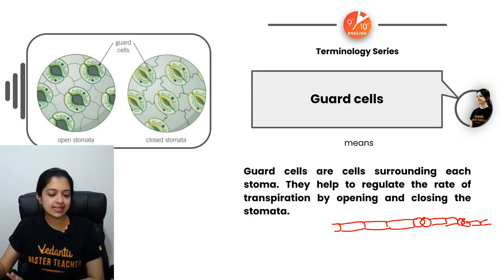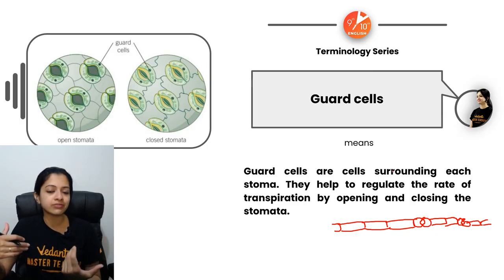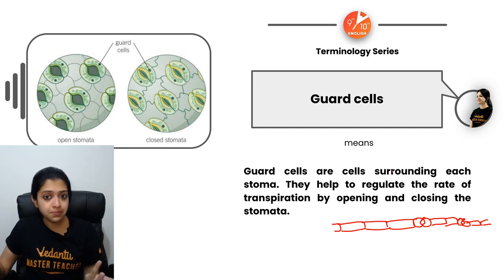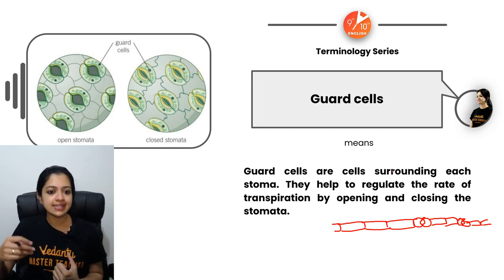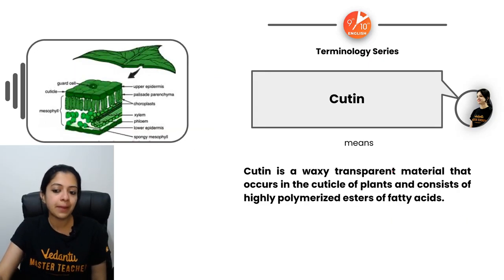These bean-shaped cells play a major role because they control the opening and closing of stomata, for the breathing of the plant, which means for respiration, for transpiration, and all of these. Guard cells are very, very important. Where do you find them? As I told you, the epidermis.